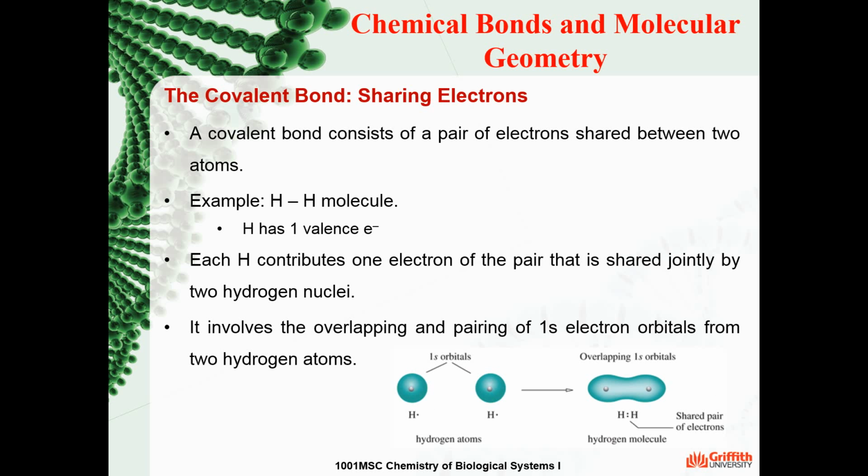The covalent bond happens due to an overlapping of the orbitals. So in the example of hydrogen, the 1s orbitals from each atom overlap when the atoms come closer, resulting in the sharing of electrons and the covalent bond.